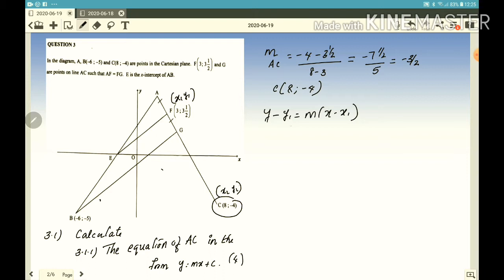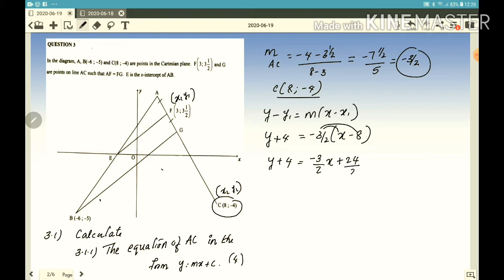So let me substitute x1, y1 with that point. Then m is the gradient. Just substitute. Now it's a matter of substitution. y minus -4 is y plus 4. m is -3/2. Bracket x minus x1 is 8. Now simplify. That is y plus 4 is equal to, open the bracket with the -3/2. Just open it like this. Multiply it. That is -3/2 x. Then -3/2 times -8 is going to be plus 24 divided by 2. That is going to be 12.